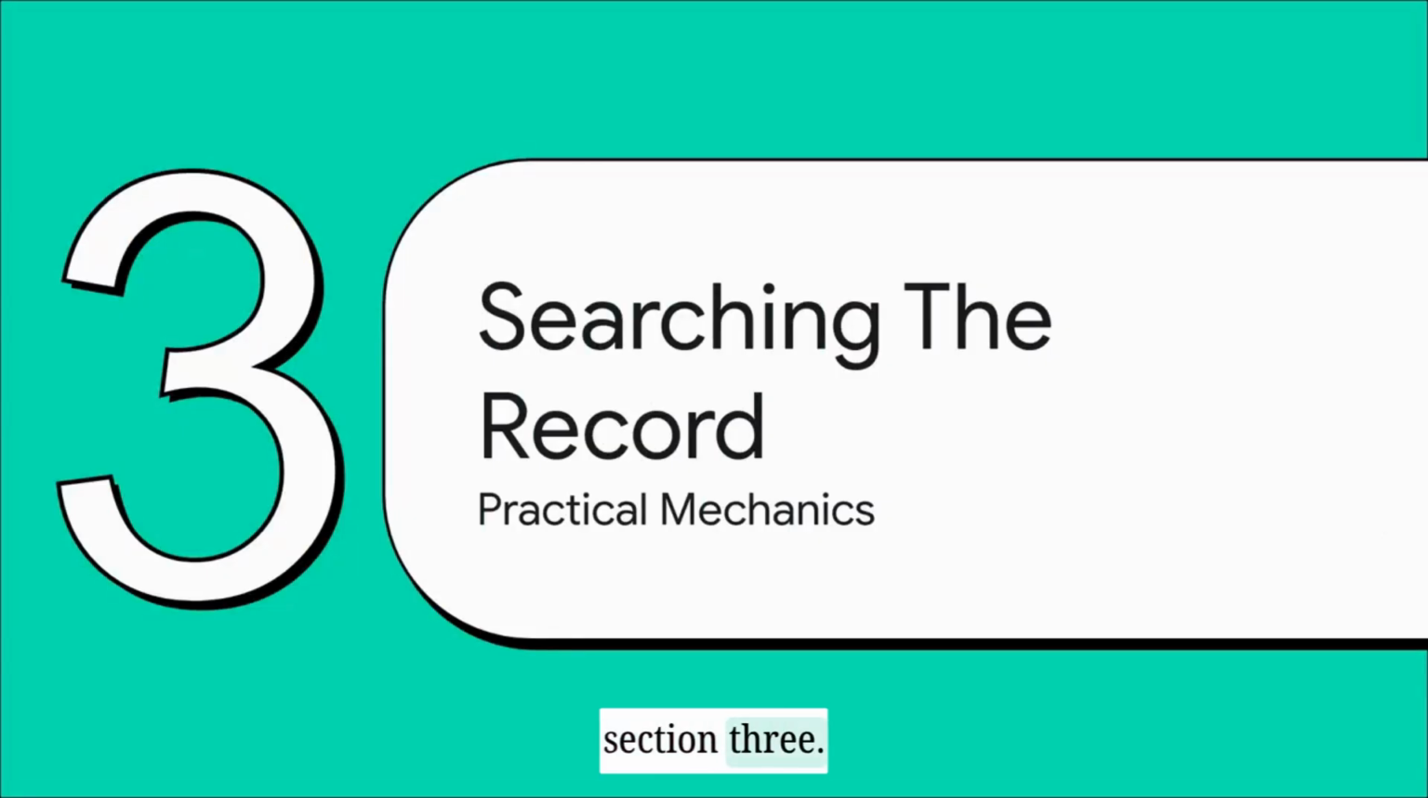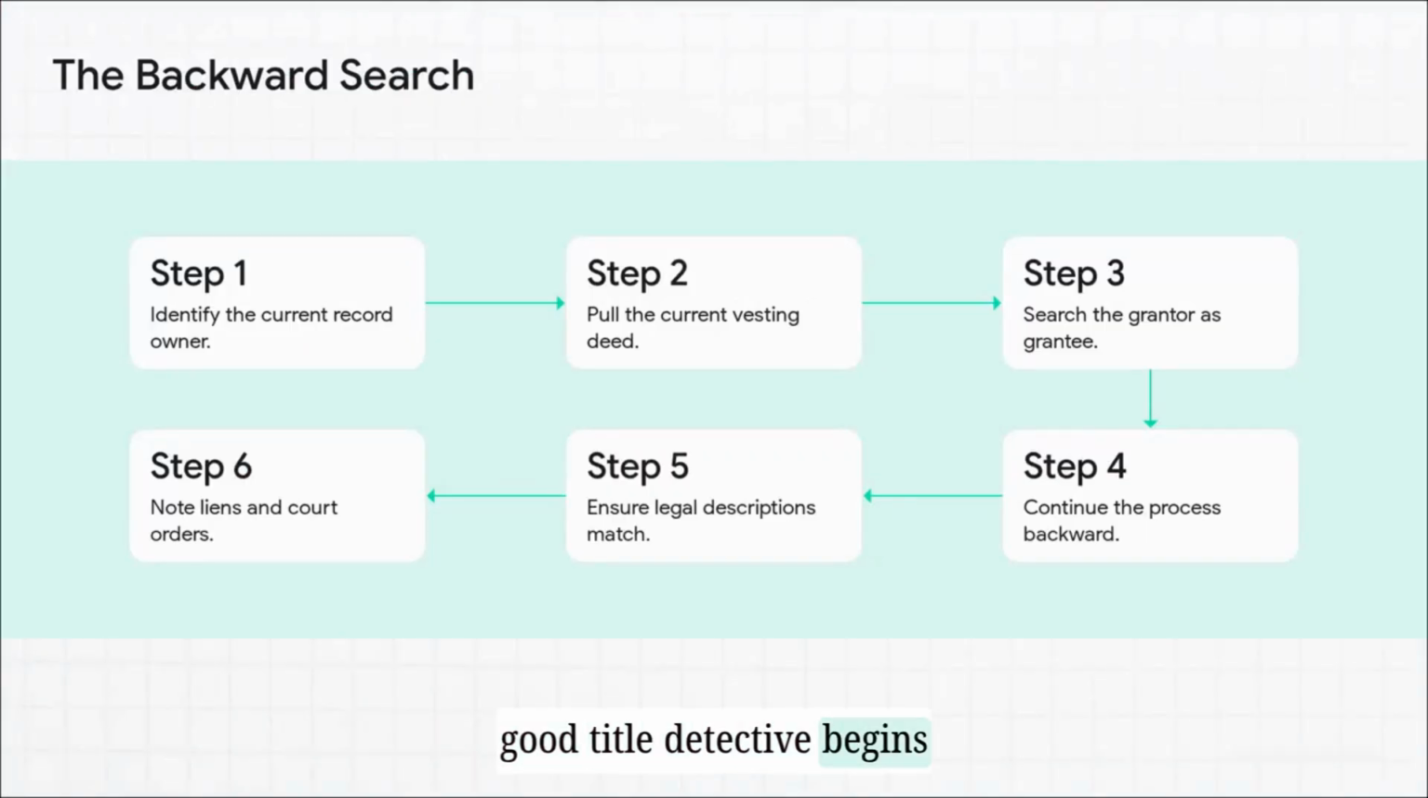All right, Section 3. Now that we know what we're looking for, let's roll up our sleeves and talk about how to actually search the public record. Every good title detective begins with the backward search. This is the exact method used to trace how the current owner got their title. Step 1, you identify the current record owner. Step 2, pull their vesting deed. That's the specific document that officially placed them into title.